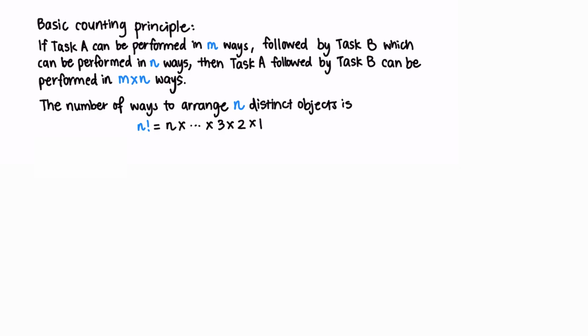Next, let's introduce the factorial function. Alright, so the number of ways to arrange n distinct objects is just n factorial, which is 1 times 2 times 3 all the way until n.